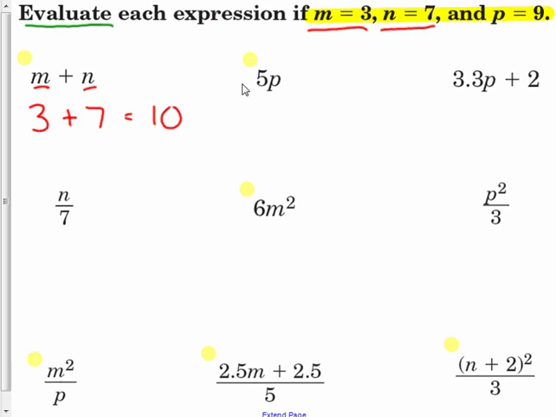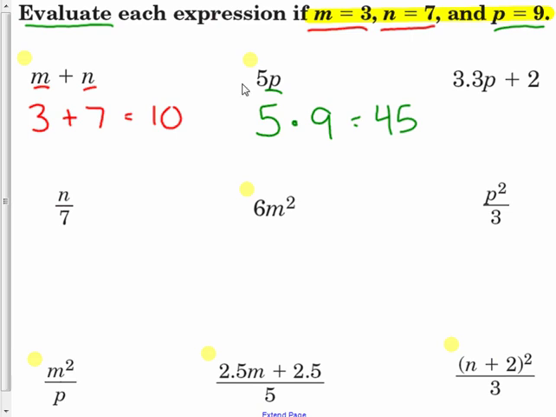The next one is 5p. The first thing we have to remember is, what does it mean when you have a number right next to a letter? Remember, a number right next to a letter means multiply. Anytime you see a number right next to a letter, you're going to multiply. So this becomes 5 times whatever p is, and our rules tell us that p equals 9. So this becomes 5 times 9, which I know equals 45. So 5p equals 45.